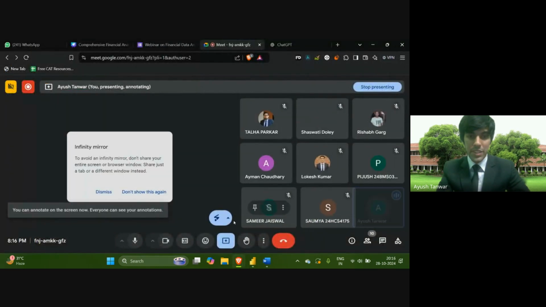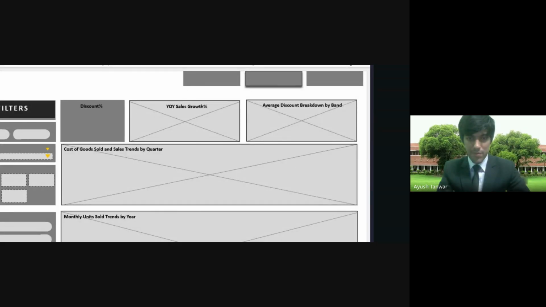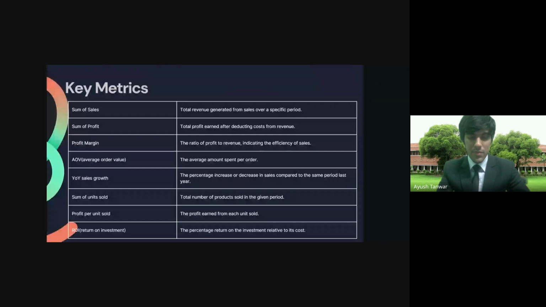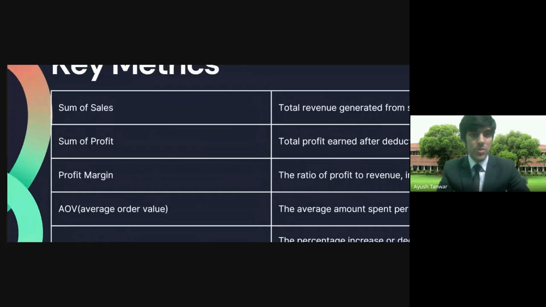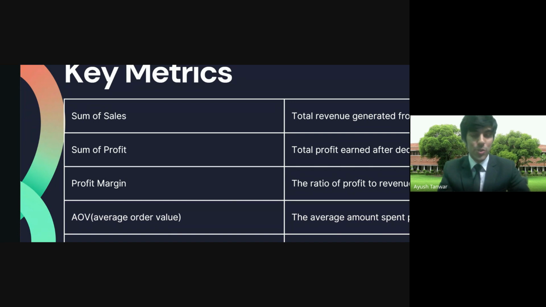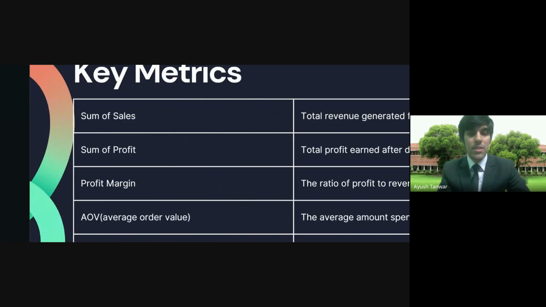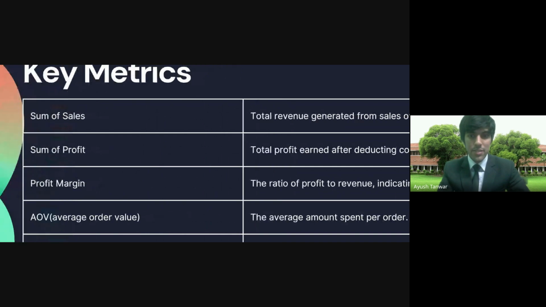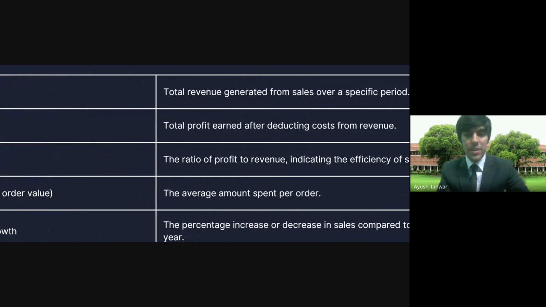Now I will get back to the PPT and explain the metrics once. So these were the key metrics that we had identified. The first one is sum of sales. Any company would definitely want to track the total sales they've made, which was the total revenue generated over a specific period. Then the sum of profit, and then the profit margin. I think these three are pretty self-explanatory. Then the average order value, the average amount that was spent by a customer.